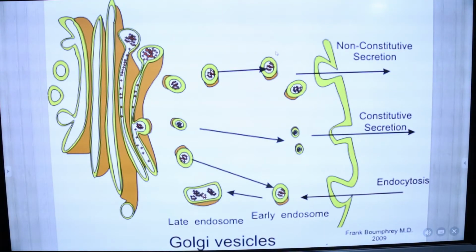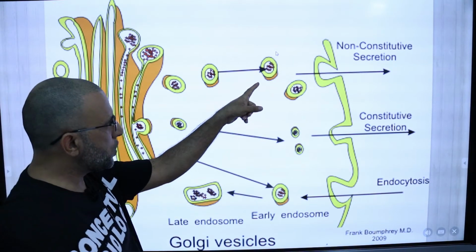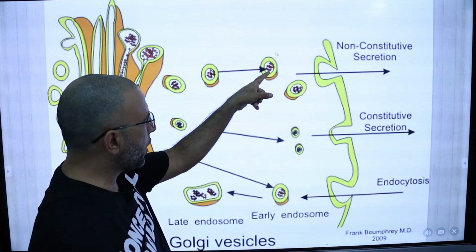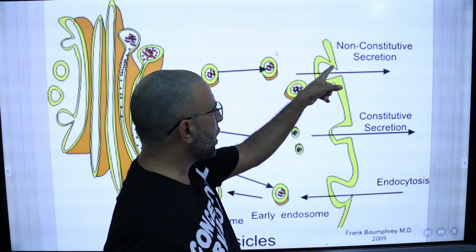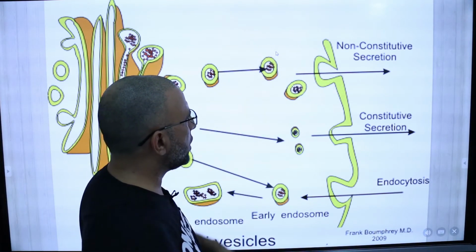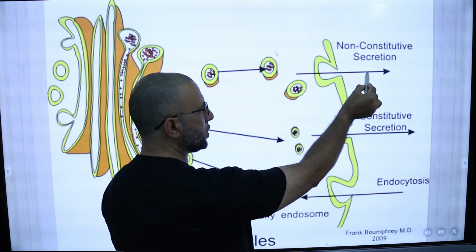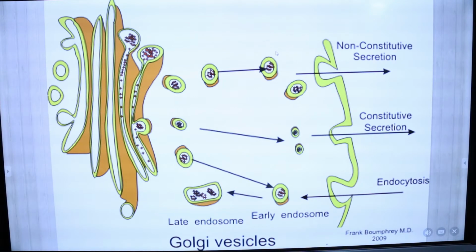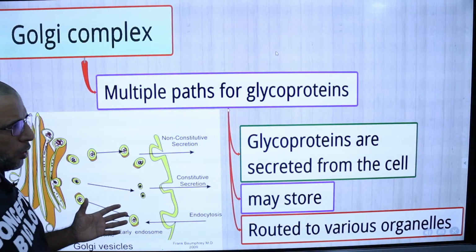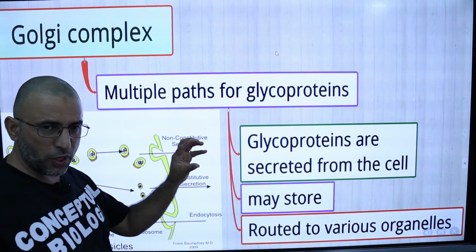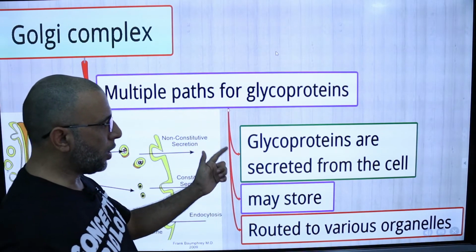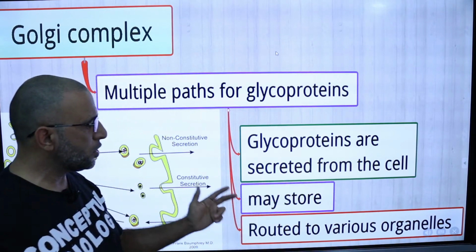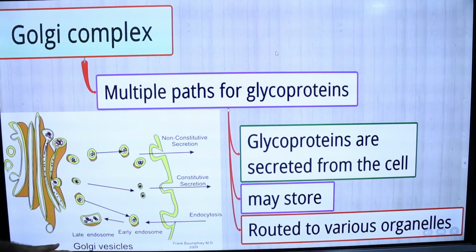Exocytosis is a process by which the contents of a cell are released to the exterior through fusion of the secretory vesicle membrane with the cell membrane. So, this is a secretory vesicle membrane. When the secretory vesicle membrane combines with the cell membrane, the membrane of the secretory vesicle becomes part of the cell membrane and the contents are secreted from the cell. That process is called exocytosis. Multiple paths of glycoproteins: glycoproteins, the finished product produced in the Golgi complex, are secreted from the cell during exocytosis, may be stored inside the cell, and may be routed to various organelles.